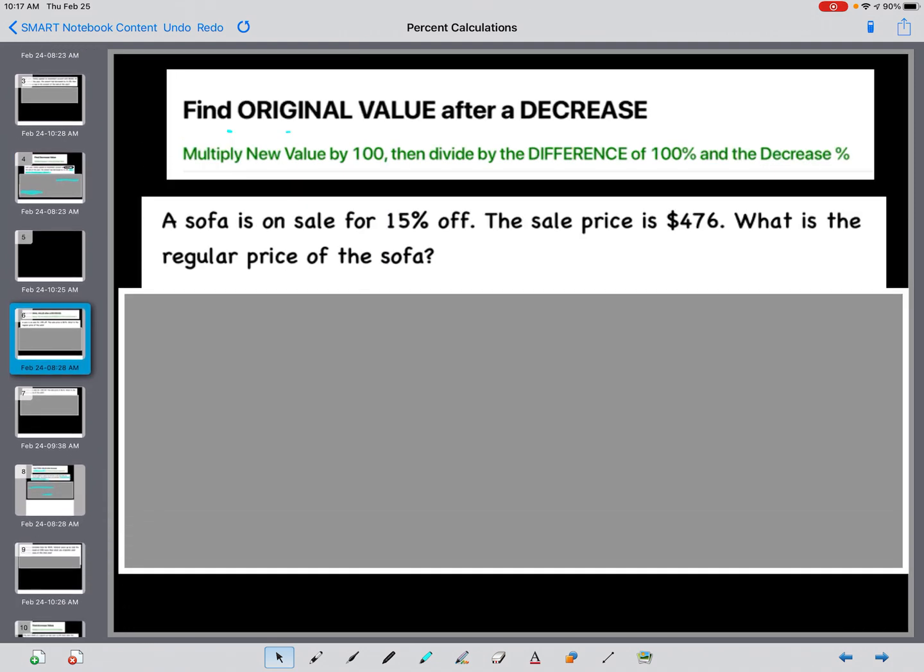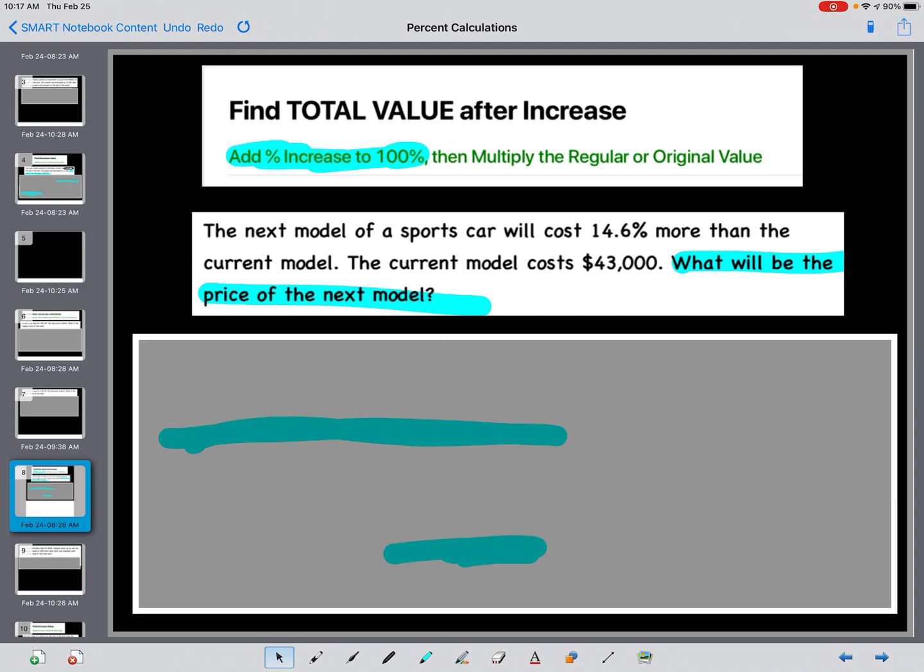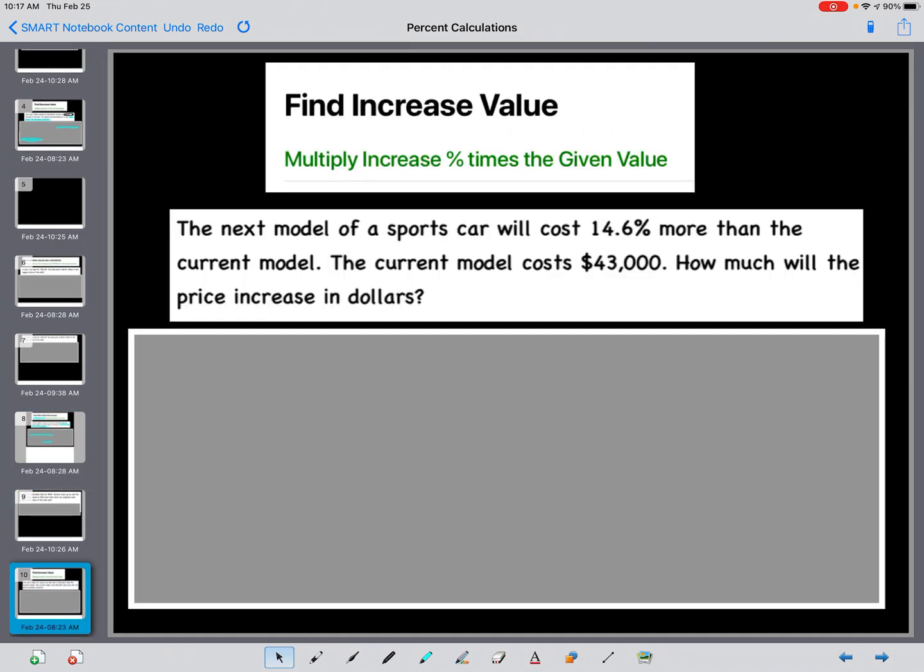Let's take a look at just an increase problem. This is going to be the same exact calculation as finding the decrease, except it's an amount of increase as opposed to decrease. So here the question is, how much will the price increase in dollars? That would just be 14.6% times 43,000. Much different than the previous question about this one, where it says what's the cost of the car going to be.